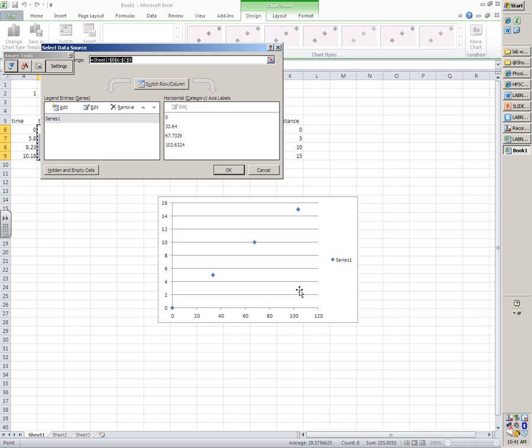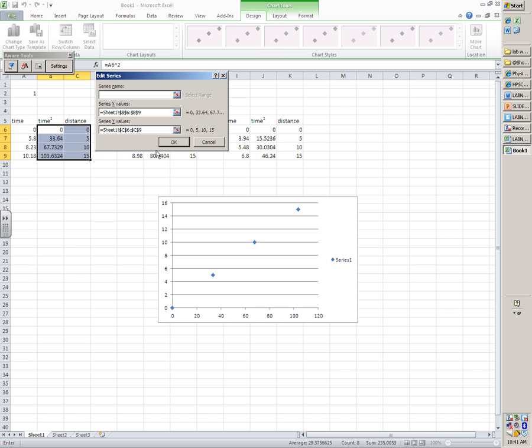Okay? It says Add, Edit, Remove. This is where you control what data is going to show up on your graph. So right now there is one set of data on the graph. Excel has called it Series 1 because you didn't give it any other information than that. So I'm going to click on Series 1 and I'm going to click Edit. And when I do, this window pops up.